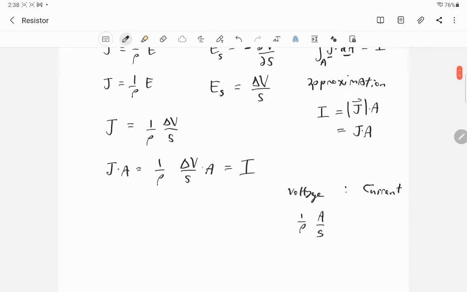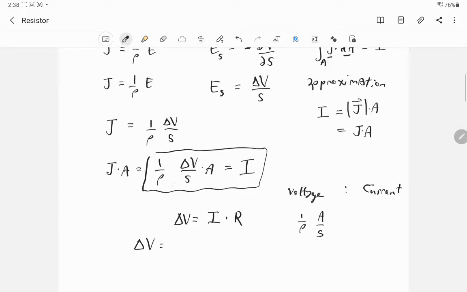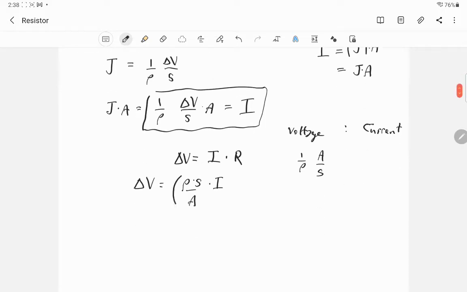So the way that Ohm's law says this, though, is that delta V is equal to I times R. So let me solve for delta V in the expression right here. So delta V equals, I'm going to do rho times S up top, and then I'm going to divide by A. So rho S and A moved over. It's multiplying the I. So I can identify this thing sitting right here as resistance.